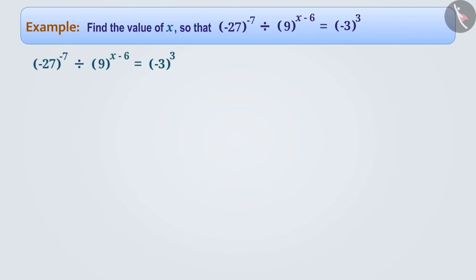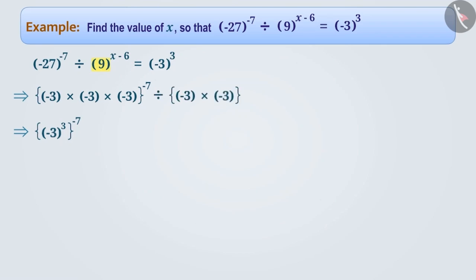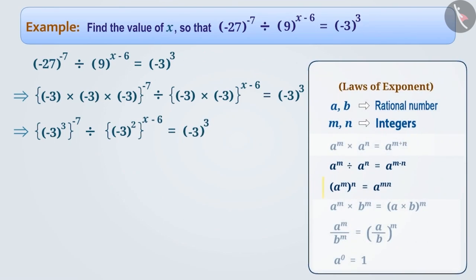All of you know by now that -27 can be written as -3 into -3 into -3, which in exponential form is written as (-3)^3. In this way, to get an equal base, we can write 9 as -3 into -3, that is (-3)^2. So ((-3)^3)^-7 divided by ((-3)^2)^(x-6) is equal to (-3)^3. Here the rule (a^m)^n is equal to a^(mn) will be used.